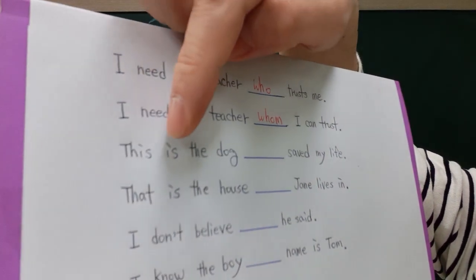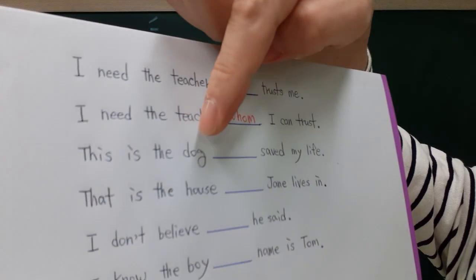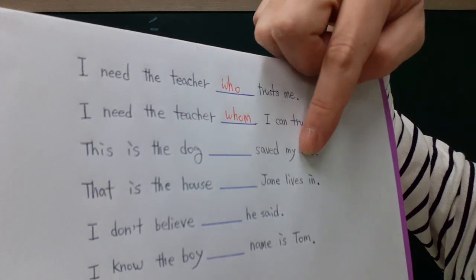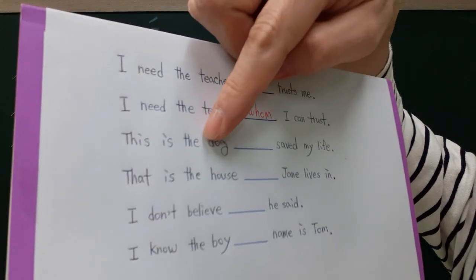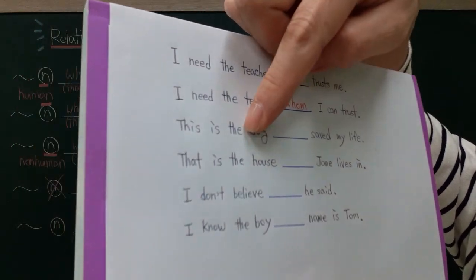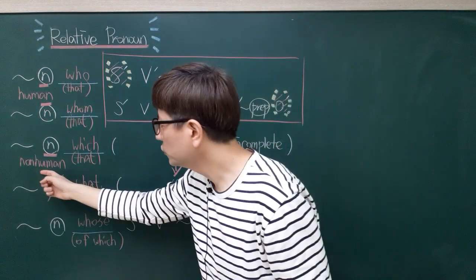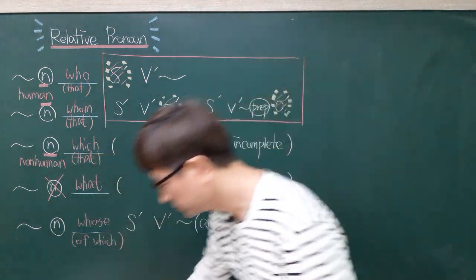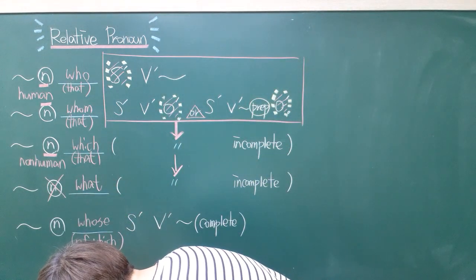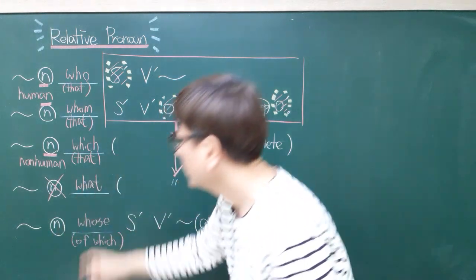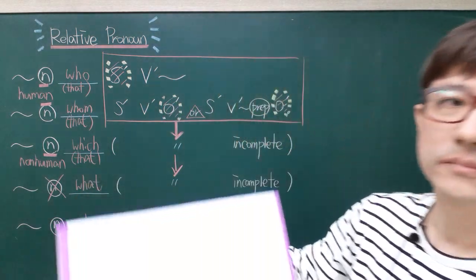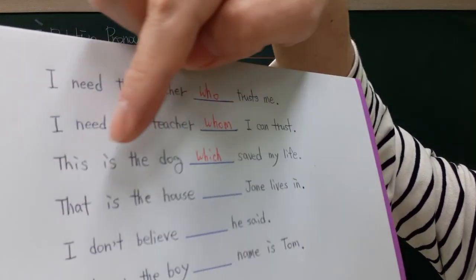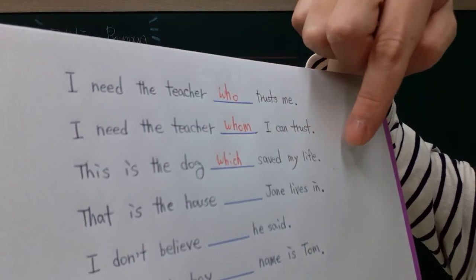Okay, next one. This is the dog, blank, saved my life. A dog is non-human, and as you can see, there's no subject. Saved is verb, my life is the object. There's no subject. Non-human, incomplete sentence. The correct answer is which. That is okay as well. So correct answer is, this is a dog which saved my life. Or you can say, this is a dog that saved my life.